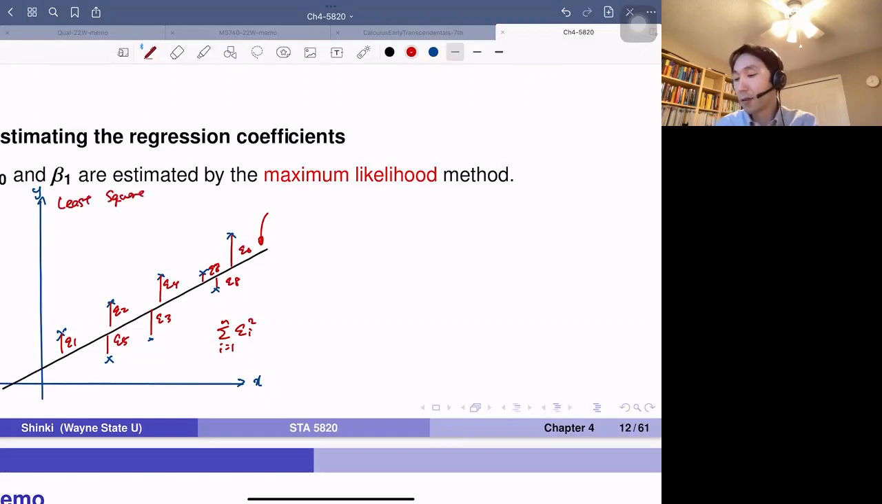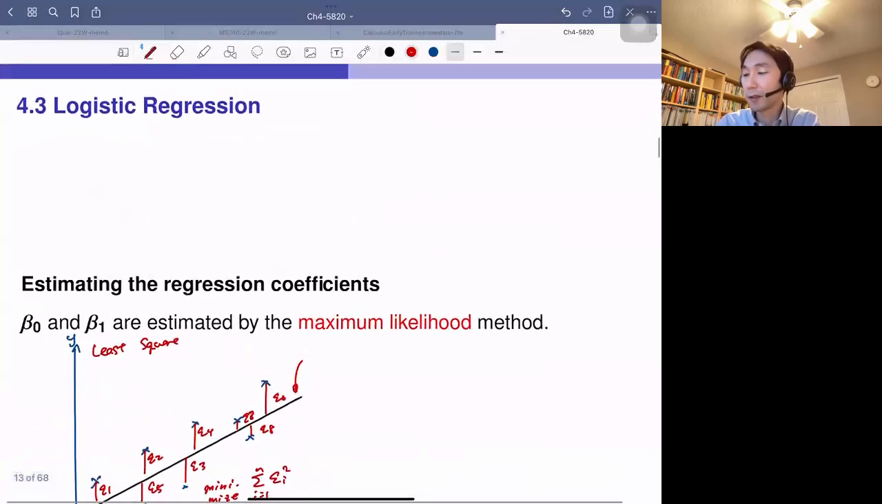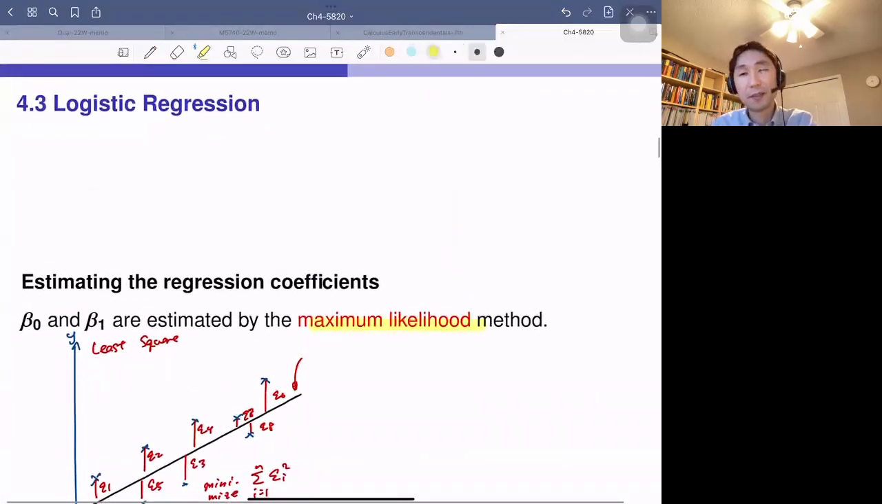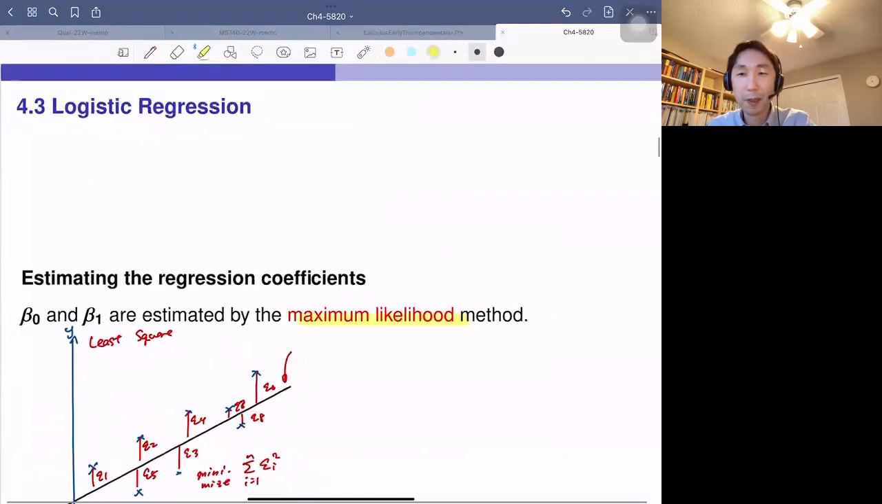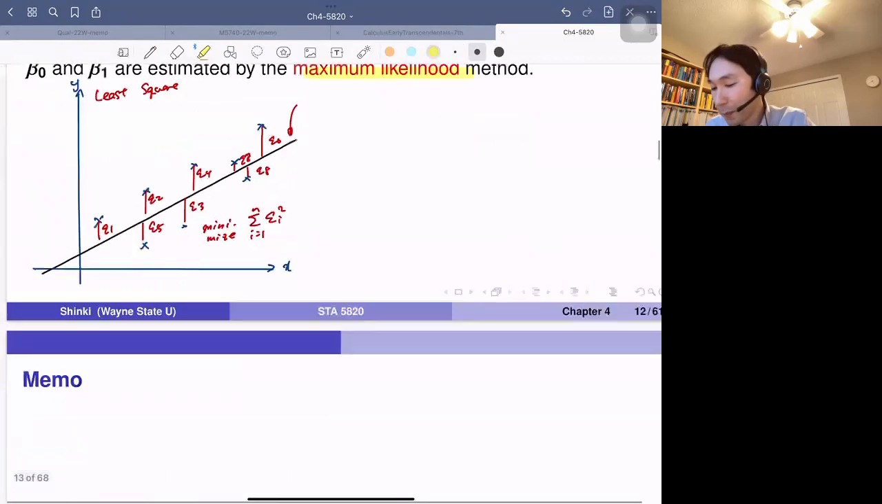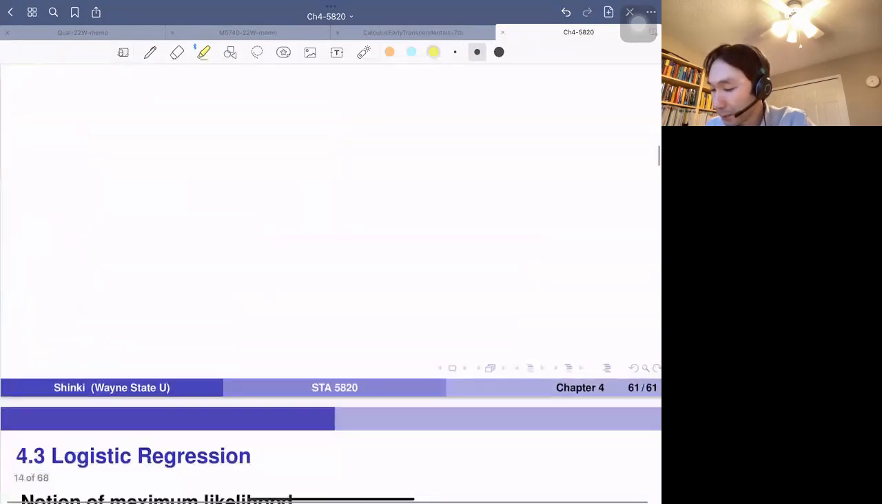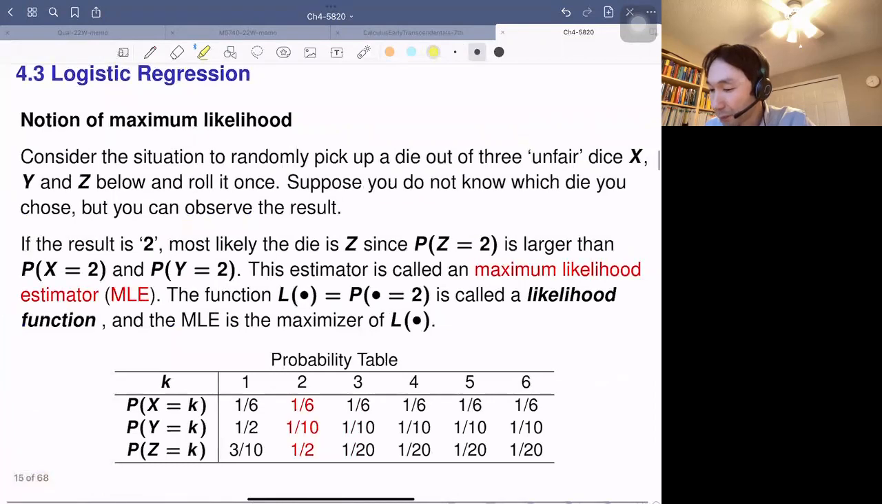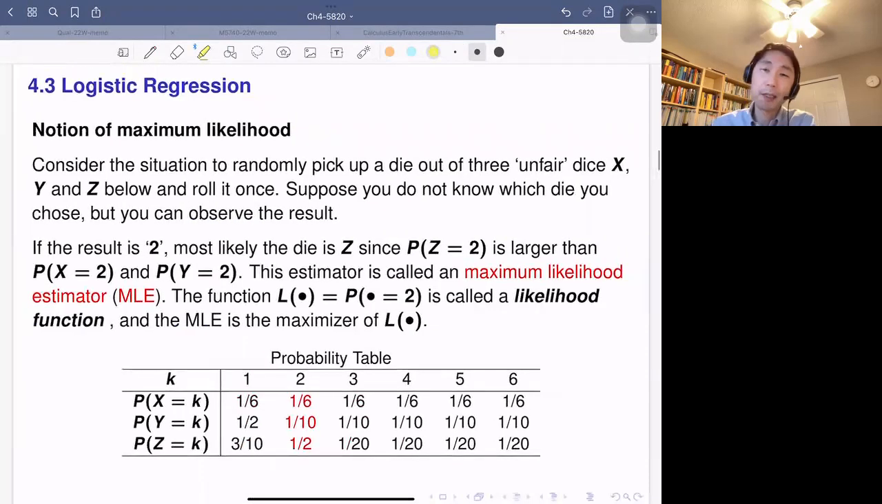And obviously in logistic regression, we cannot use this method because it's highly nonlinear. So what should we do? Then we have to use the maximum likelihood. If you have taken stat 5800, then probably you have studied this a lot, and in 5030 we mentioned it a little bit. So we want to study this again. So what's the maximum likelihood?